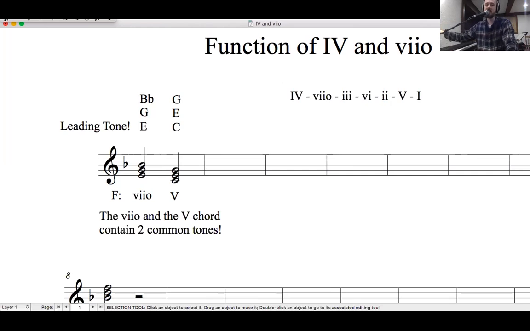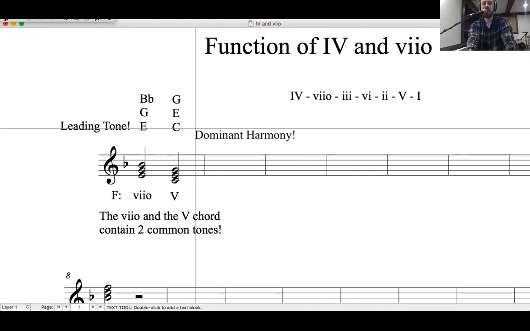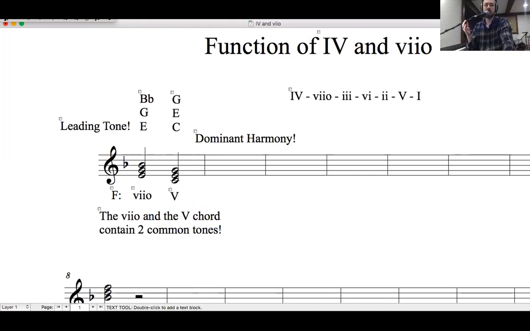And so 7, we're going to say that these are both types of dominant harmony. They both have dominant function because of those common tones, right? And so once we figure out what to do with the 4 chord, we'll go back to the PowerPoint and we'll see where that's going to leave it in the progression, but you should start to have a pretty good idea. So this common tone idea is pretty important.